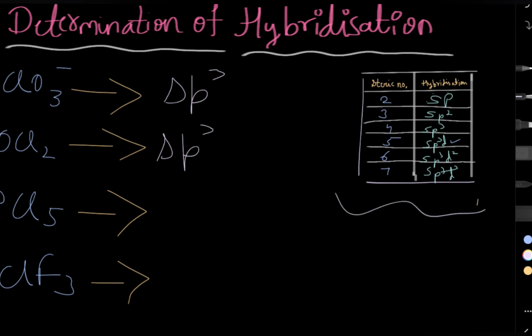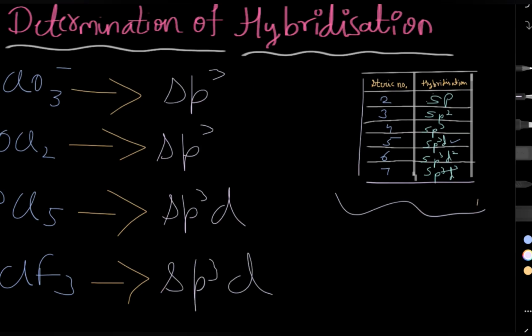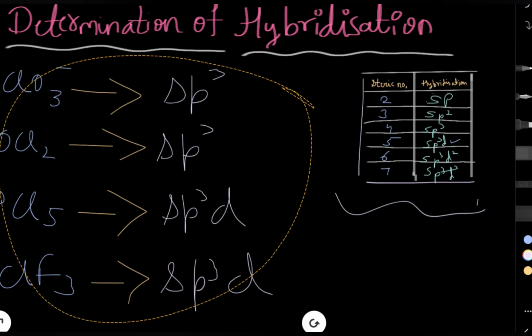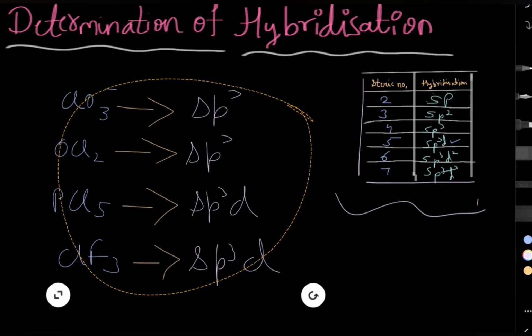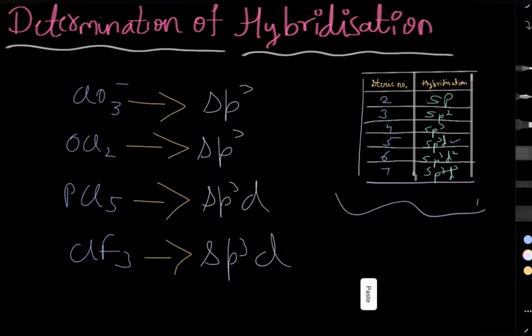Okay, yes. PCl5 is sp3d hybridized. ClF3 is also sp3 hybridized. That is the thing you can note here. You can match your answers.